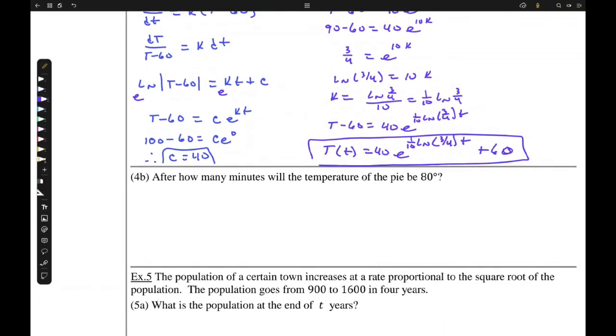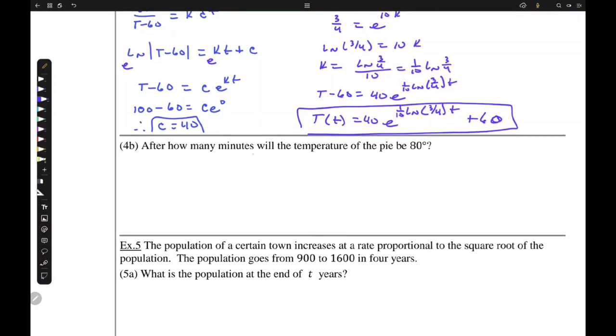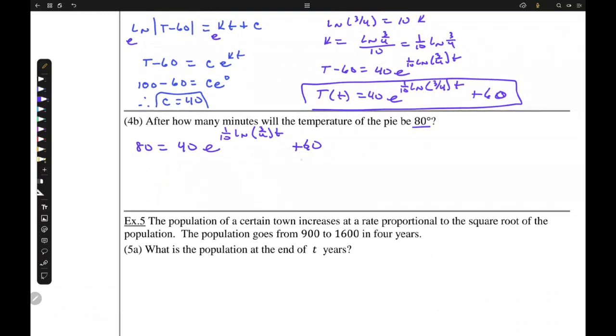And I'm going to let you guys work on part B, and I'll help you set it up. So we want to know after how many minutes will the temperature of the pie be 80 degrees? And so that's our T of t. So we have 80 is equal to 40 times e to the 1/10 natural log of 3/4 t plus 60. And so we want to solve. I want you to pause the video and work on this. So hopefully you paused the video and we can work our way through and solve this.